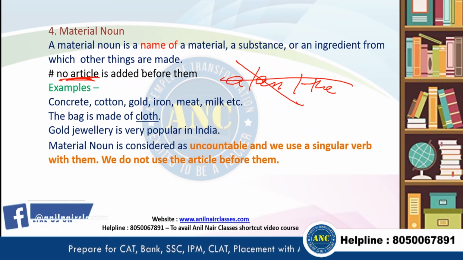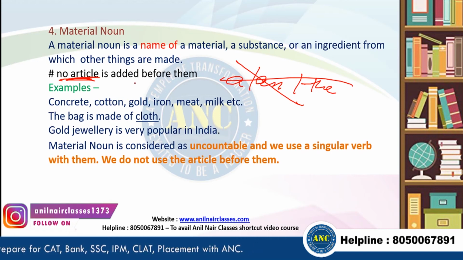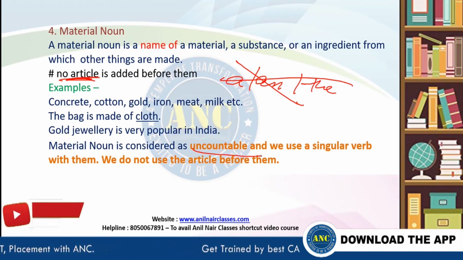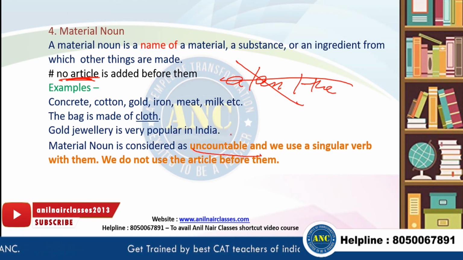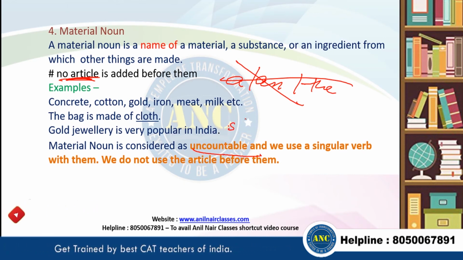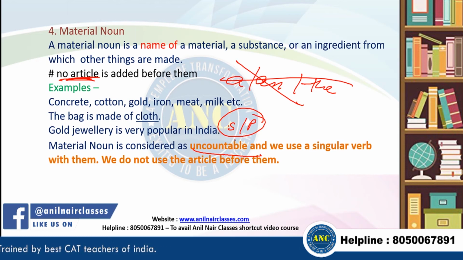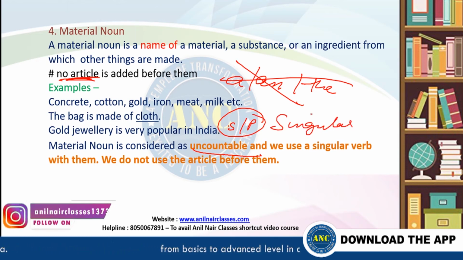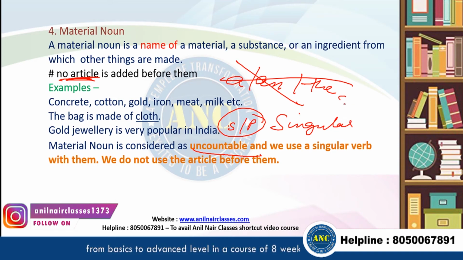Fine. Another important point which you should remember about the material nouns is they are uncountable. We cannot count them. When I say uncountable, that means we don't have the singular as well as the plural versions of them. They are present only in the singular form. So since they are nouns, they can function as subject.